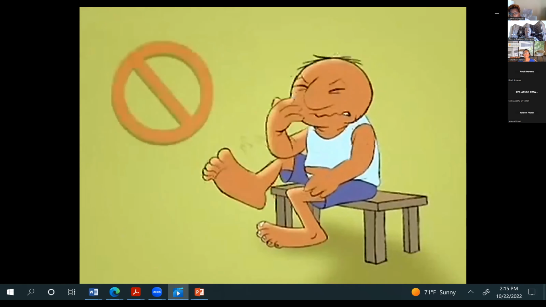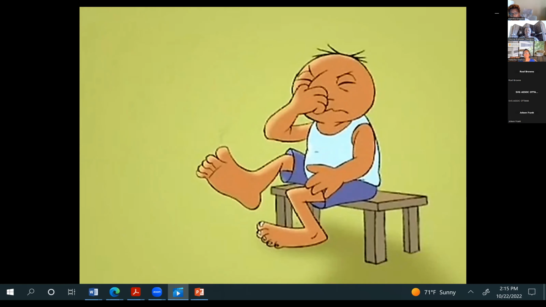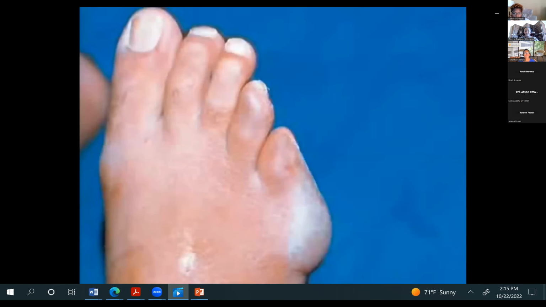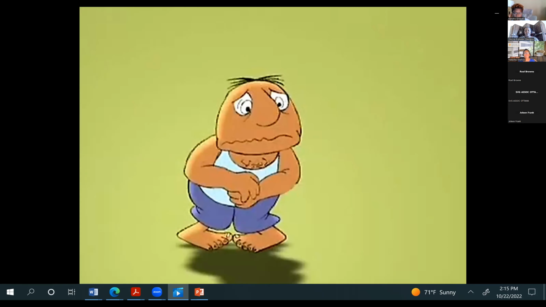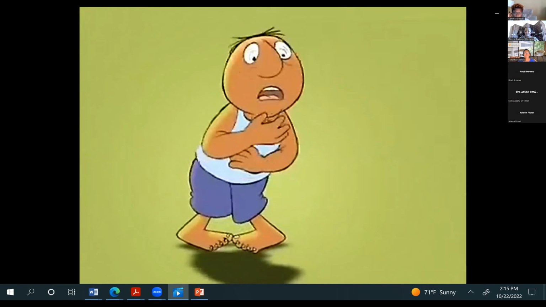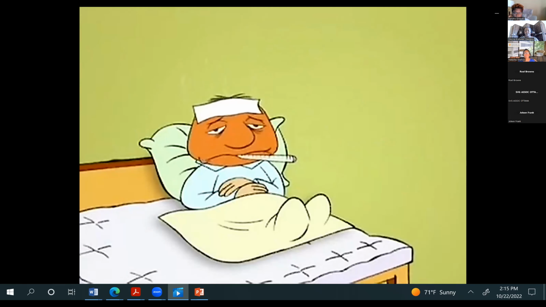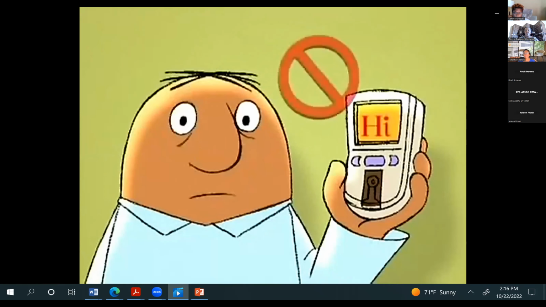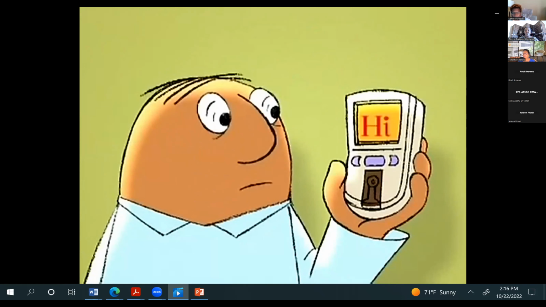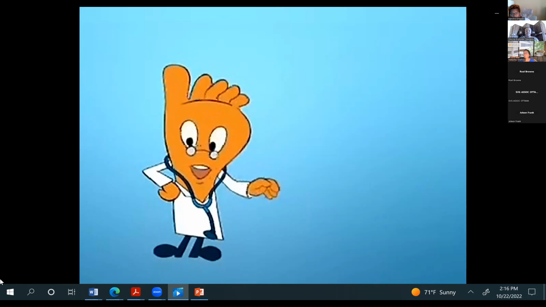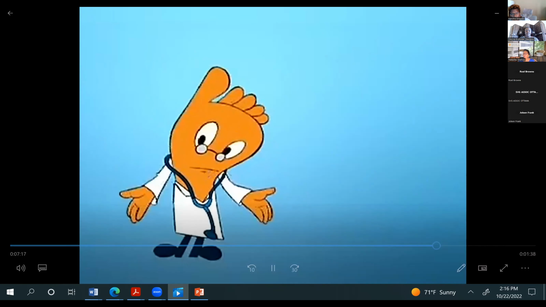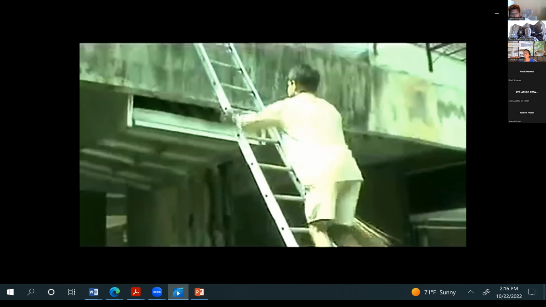Your foot smells bad. Your foot has an open sore or blister. You feel generally unwell with nausea, vomiting, or high temperature. You have unusual difficulty keeping your blood sugar under control. Please follow these guidelines unfailingly. Your doctor can only advise. It is your foot.